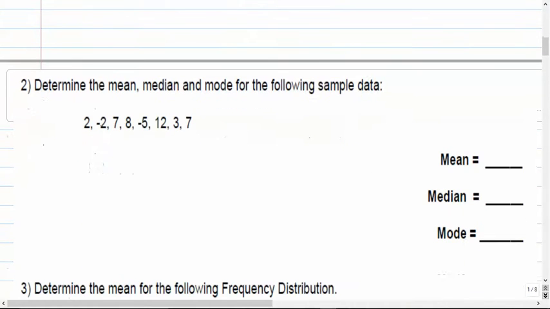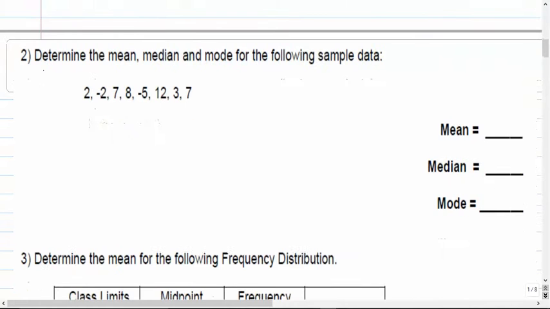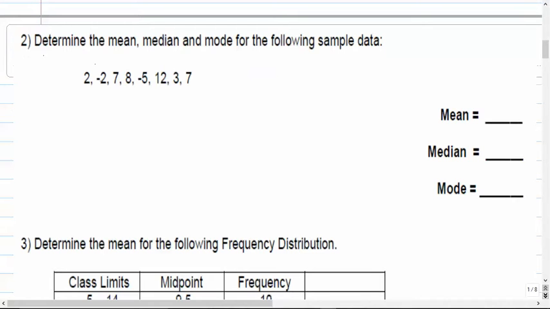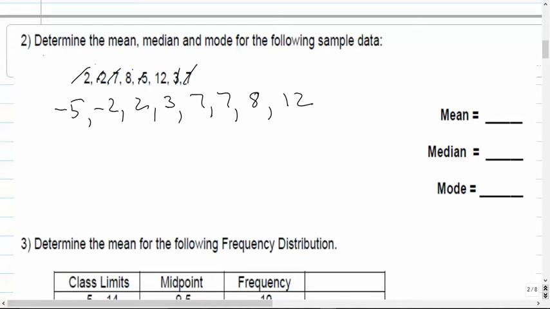Again, stop the video and work the problem. We want the mean, the median, the mode for the following sample data. I'm going to calculate the mean, median, and mode first. The data does have to be sorted for the median, so let me do that. Lowest, most negative value, minus 5, minus 2, 2, 3, 7, 7, 8, and 12.